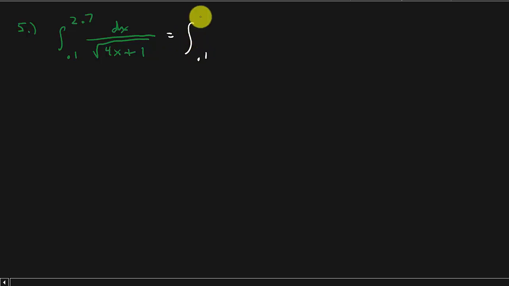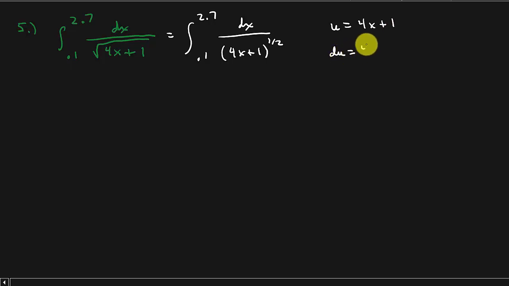So that's 0.1 to 2.7. This dx up here, you can leave it like that. I typically just write the dx out to the side, but since they wrote it like that, we can do that. Remember, square root is a 1/2 power. So I'm going to let u equal 4x plus 1. And so du is 4 dx. Notice, I've got the dx, I'm missing the 4. So I'm going to multiply by 4, come out here and multiply by 1/4.